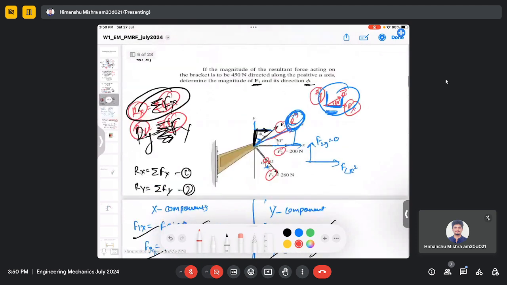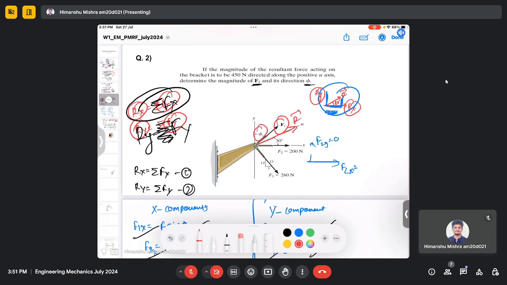So just to recap here, we have been given different components of forces here, F1, F2, F3, and the resultant force. We have been given the magnitude of the resultant force, and we have also been given the direction of the resultant force, which is along this direction U. And then we need to find F1 and this angle phi.